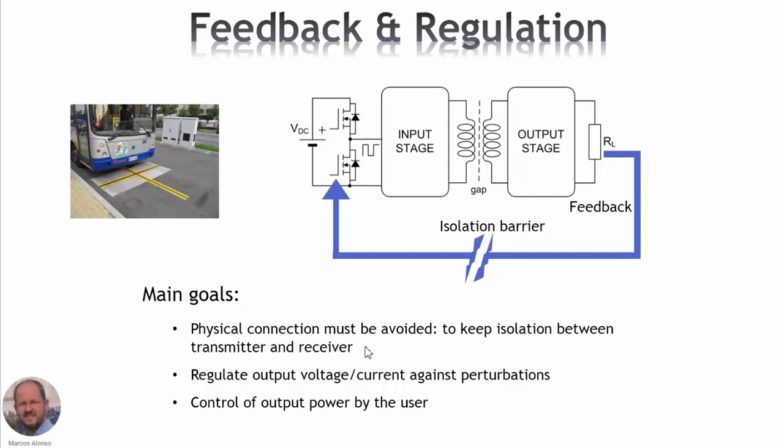We need to avoid any kind of physical connection between the output and the input, but we need to do the regulation of the output voltage or output current against perturbations and against changes in the coupling of the system. And also, in some cases, we need to do the control of the output power by the user.